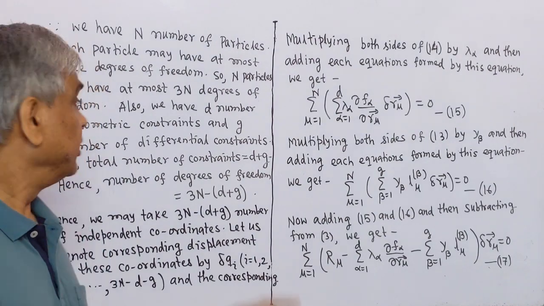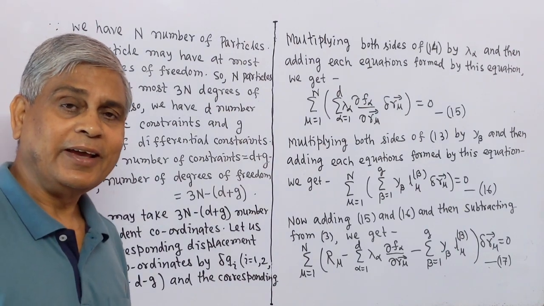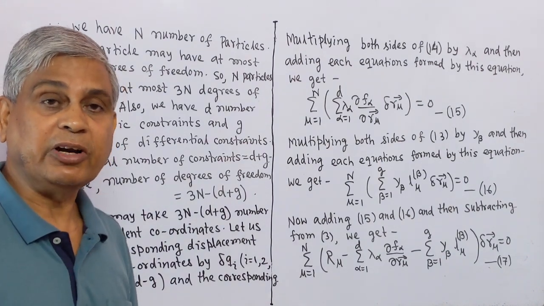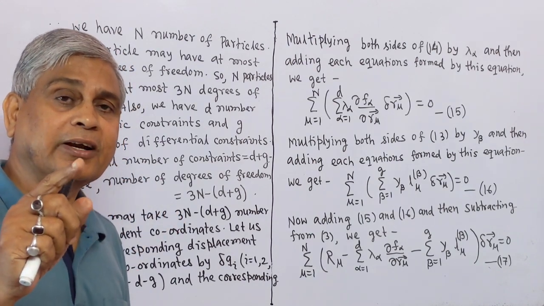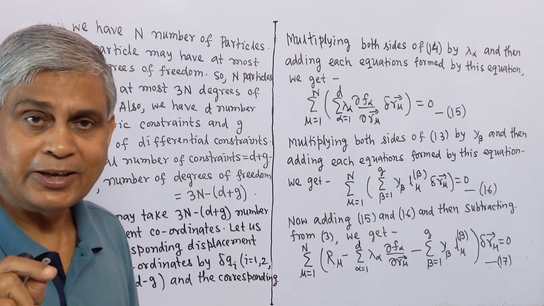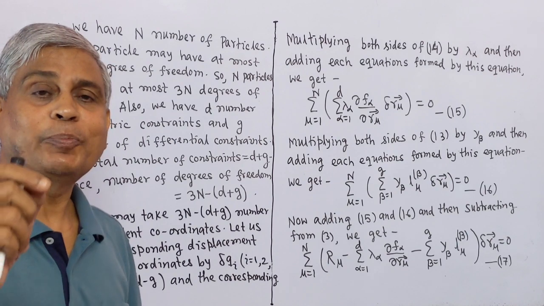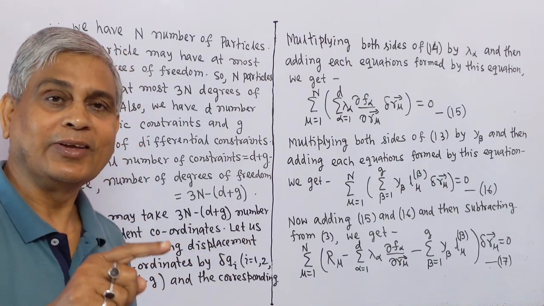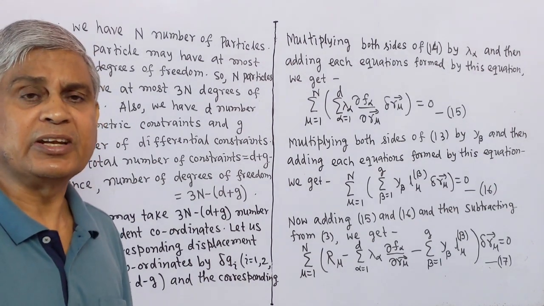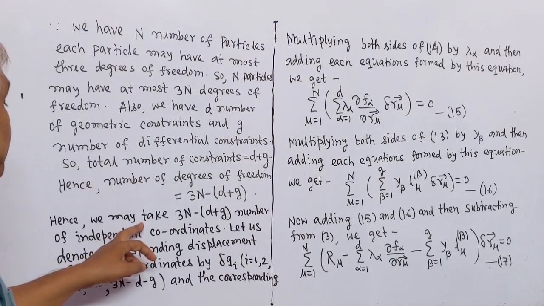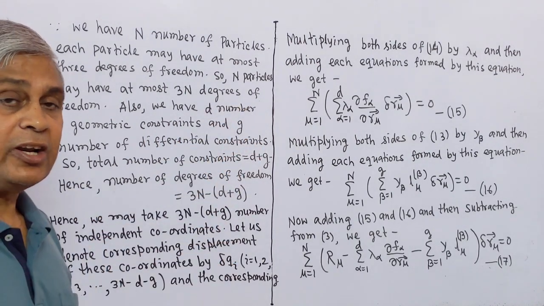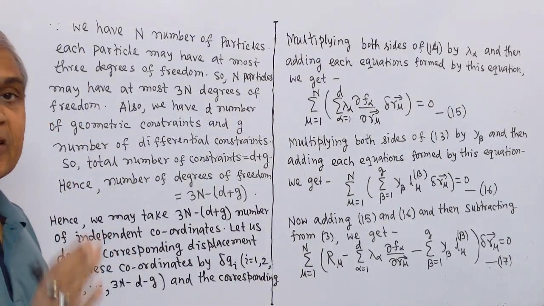Here we have d number of geometrical constraints and g number of differential constraints. Therefore, total number of constraints equals d plus g, and total at most degrees of freedom be 3n. So total number of degrees of freedom equals 3n minus (d plus g). And we know that number of degrees of freedom means number of generalized coordinates. We may take 3n minus d plus g number of independent coordinates. These generalized coordinates are independent coordinates to represent the system.